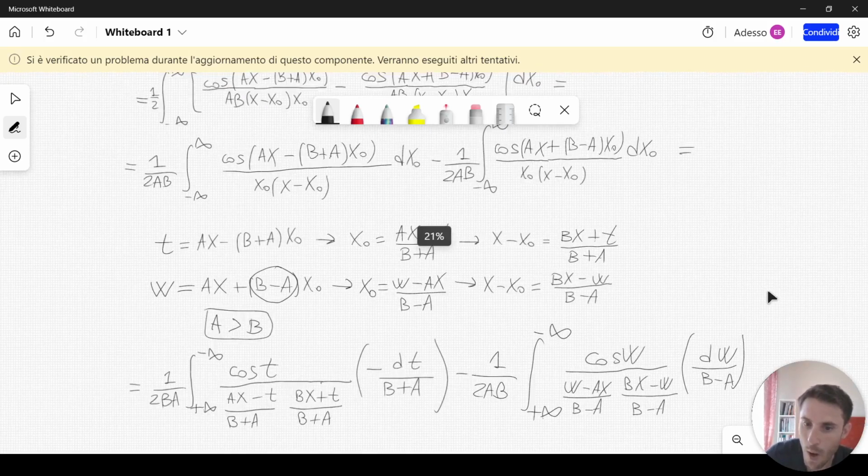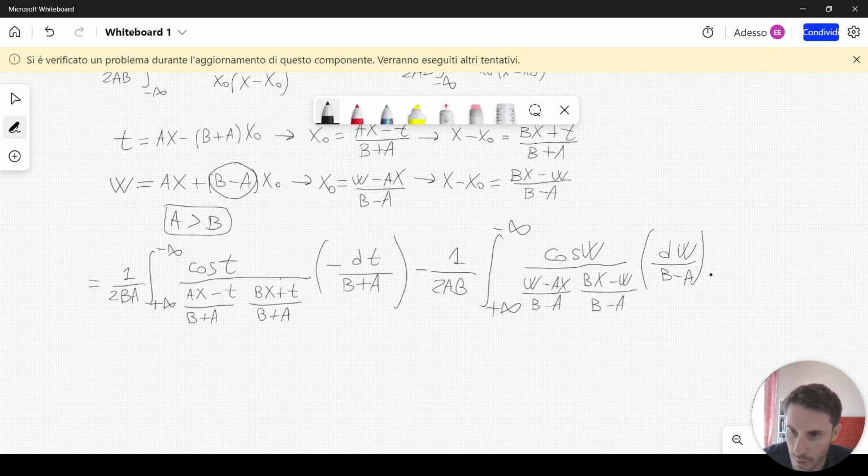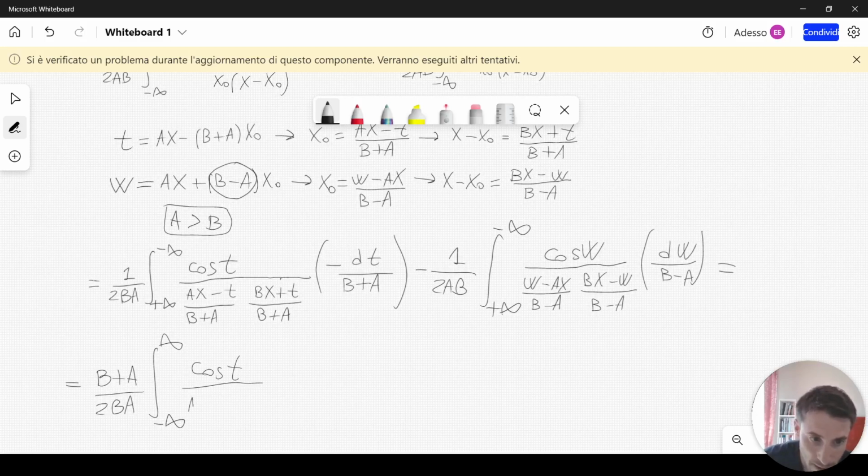Now one more step, one more rearrangement. So this is equal to, we can rewrite it as b plus a divided by 2ba. Then we have integral from minus infinity to plus infinity. So I have swapped the order of integration. So we start at minus infinity and we go to plus infinity. So I have to change the sign. So this minus will turn into a plus. And then I have cosine of t, we divide by ax minus t, and then we have bx plus t.